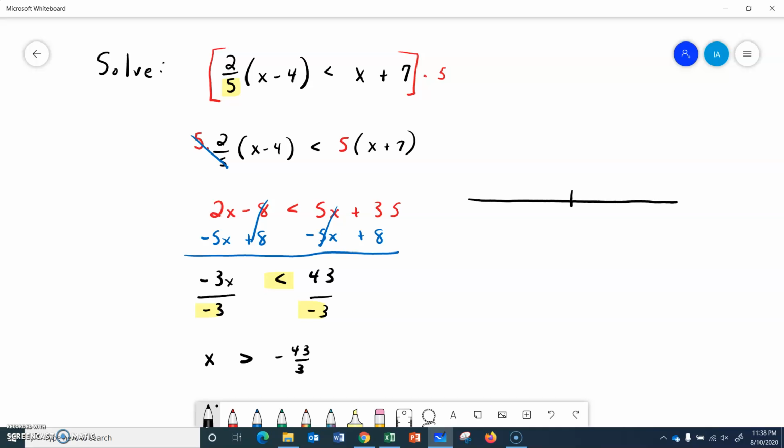So let's make our number line 0. Negative 43/3 is definitely to the left of that. So we've got x is greater than, so we want everything to the right of negative 43/3. And since it's just greater than, it'll be a parentheses. Then when we turn it into interval notation, it'll be a parentheses, negative 43/3, and then for the right side arrow here, it'll be positive infinity, parentheses.